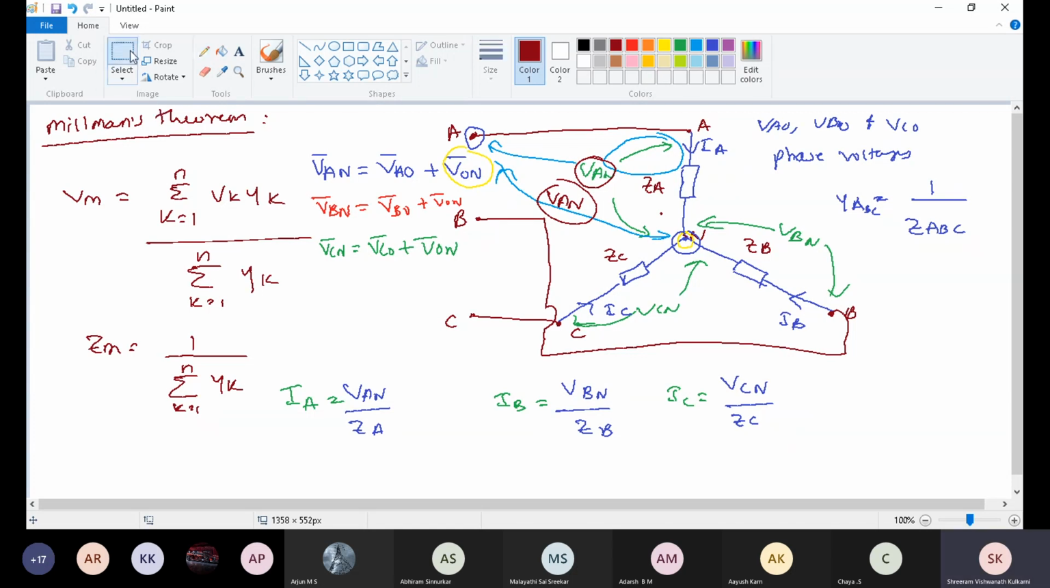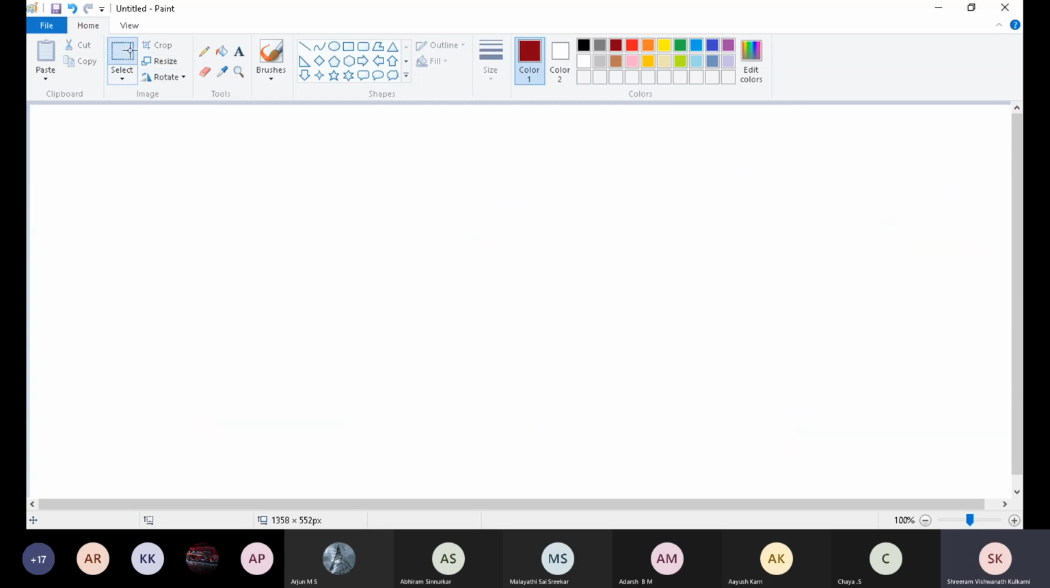The next method that I'm going to show is the mesh or loop current method. For this, I'm going to consider the circuit.